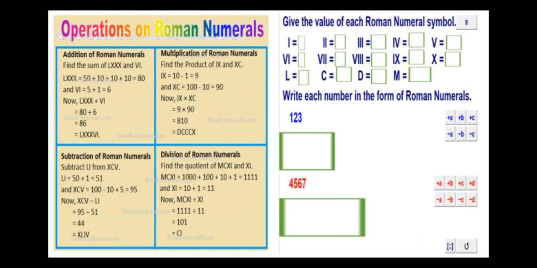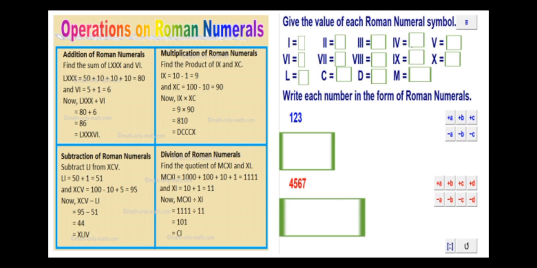Subtraction of Roman numerals. Subtract LI from XCV. LI is equal to 50 plus 1, which is equal to 51. And XCV is equal to 100 minus 10 plus 5, which is equal to 95. Now, XCV minus LI is equal to 95 minus 51, which is equal to 44. In Roman numeral symbols, XLIV.